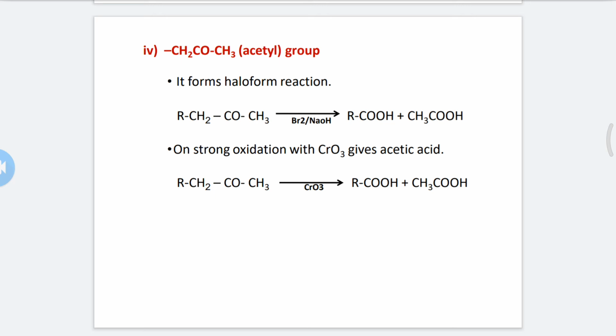This acetyl group reacts with bromine in NaOH, alkaline bromine (Br2/OH), to form an acid. There are two types of acid: a simple one, and one where substituted groups are present. So this confirms the presence of an acetyl group. Another example: on strong oxidation with chromium oxide, it gives acetic acid. This oxidation also confirms the presence of an acetyl group in the terpenoid.